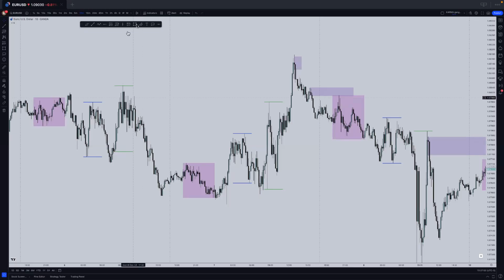If we go to a particular time frame now, you will see that this one also is an indecision candle.